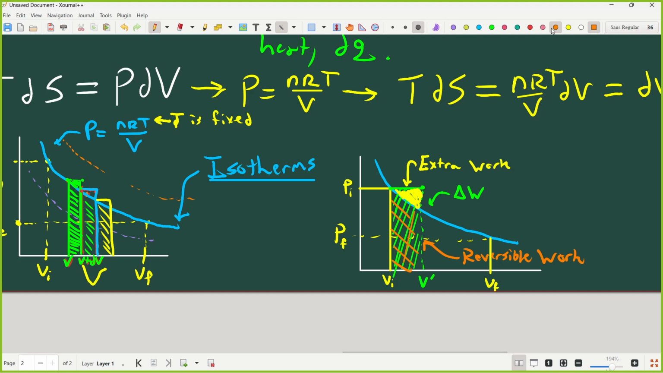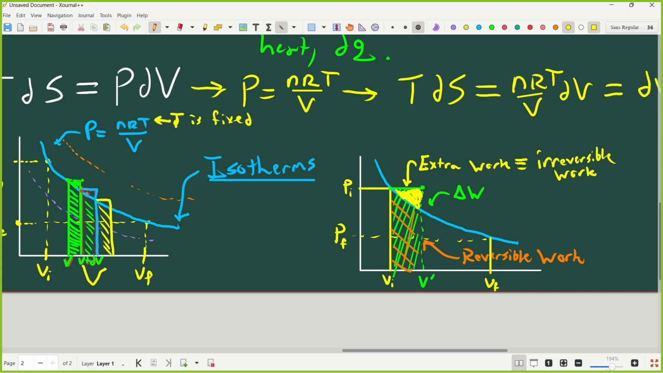And this extra energy on the top is what's called irreversible work. Right? And it's irreversible because the system can't equilibrate with it. It's extra energy put in that drives the system out of equilibrium. The system is only equilibrated up to this curve.